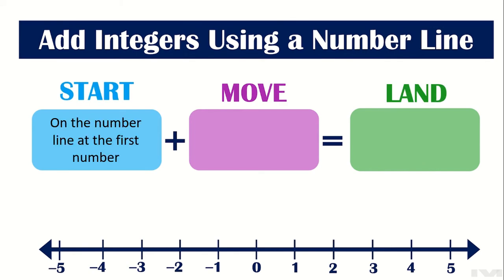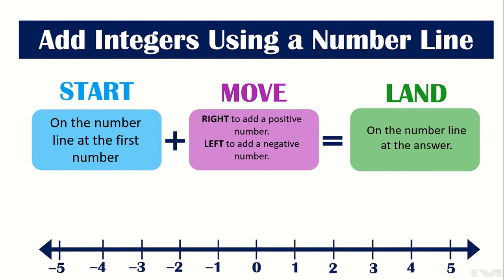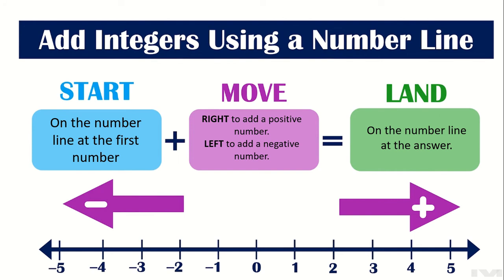We start on the number line at the first number. So it's like saying you need to graph it or locate it in the number line. And then you need to move either to the right or to the left. Move right to add a positive number. Move left to add a negative number. And then finally, you will land on the number line at the answer. Always remember, going to the right if you're adding a positive number in the second number again, and then left if in case you're adding a negative number.